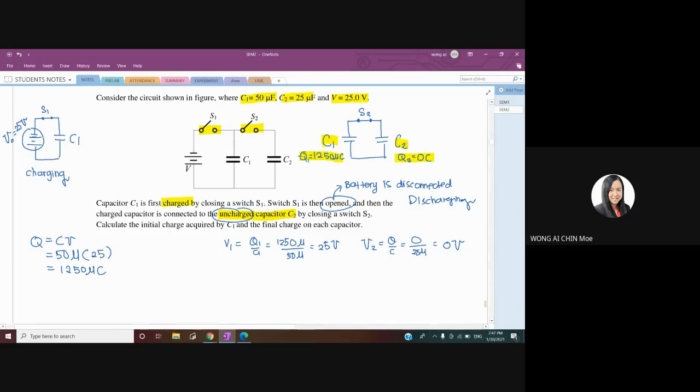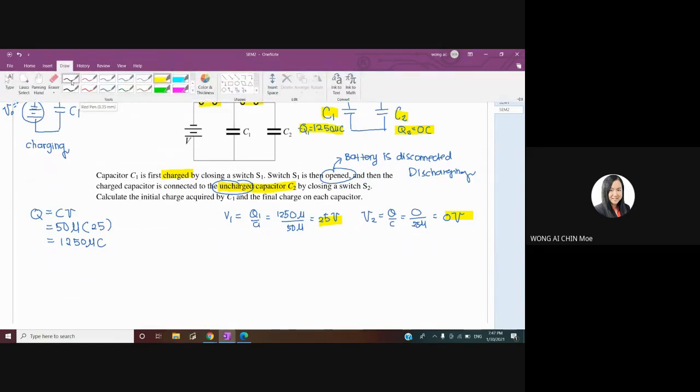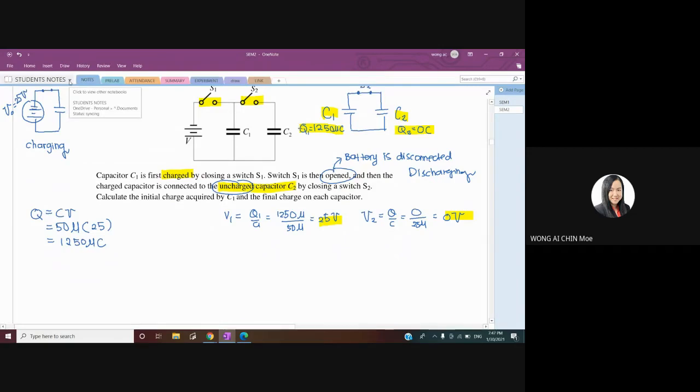So this is the keyword. Initially it is not balanced because it is 25 volt and 0 volt, so there is a potential difference across them. C1 will donate its charge until there is no potential difference. Every time you do this type of question, remember that when there is a potential difference, 25 and 0, a discharging process happens.